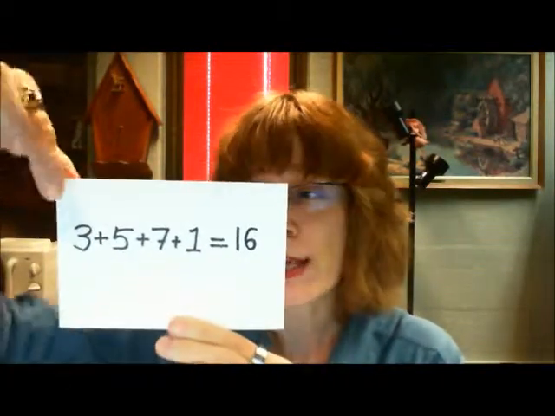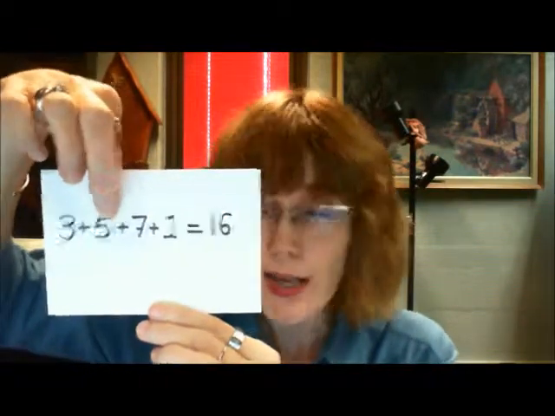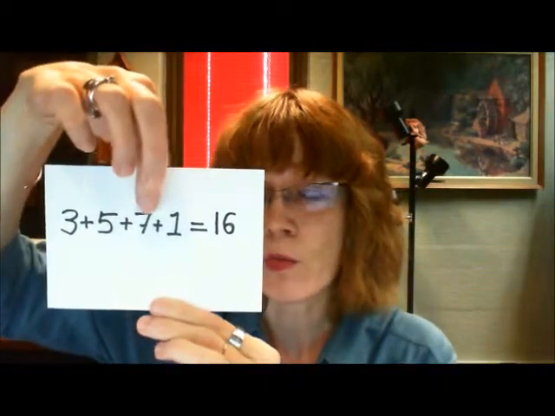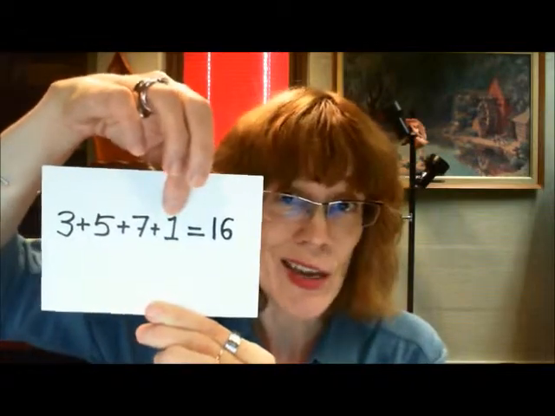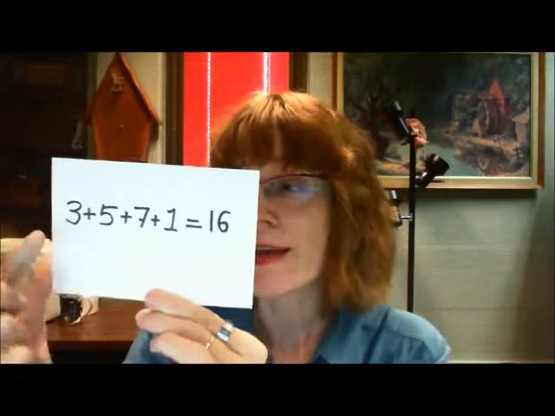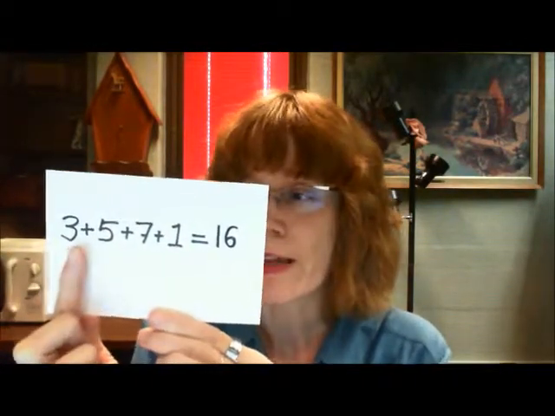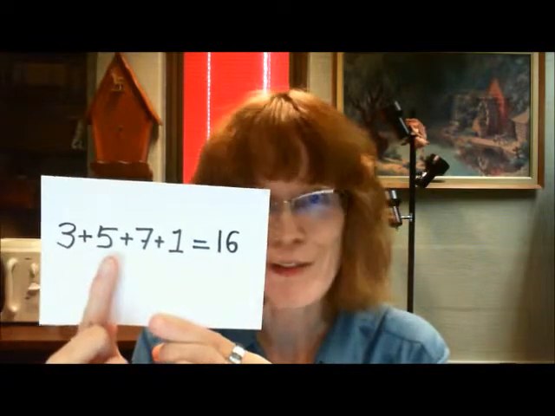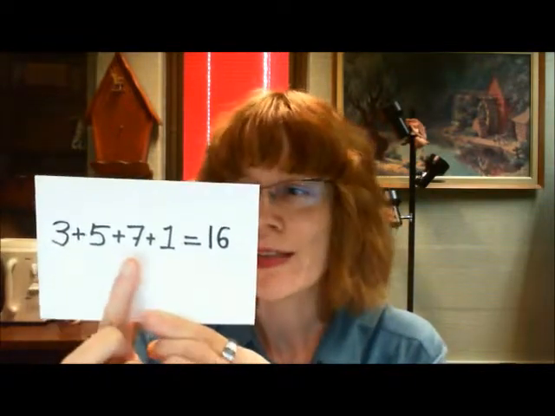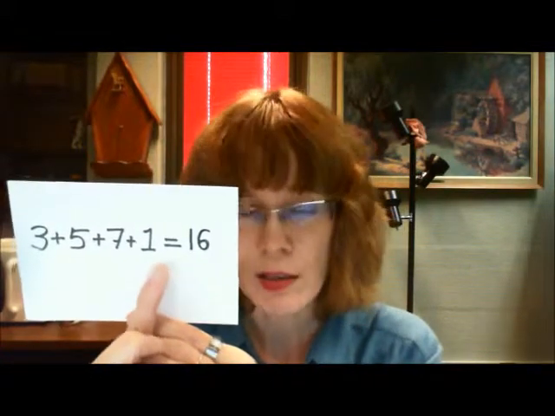Sometimes people will say they'd add the 3 and the 5 first to give them an 8. Then they would see that the 7 and the 1 is another 8, and then they would add the two 8s together to get 16. Some people say they would add them two at a time, just moving straight along. So they would say the 3 and the 5 would be an 8, plus 7 would be 15, plus 1 would be 16.